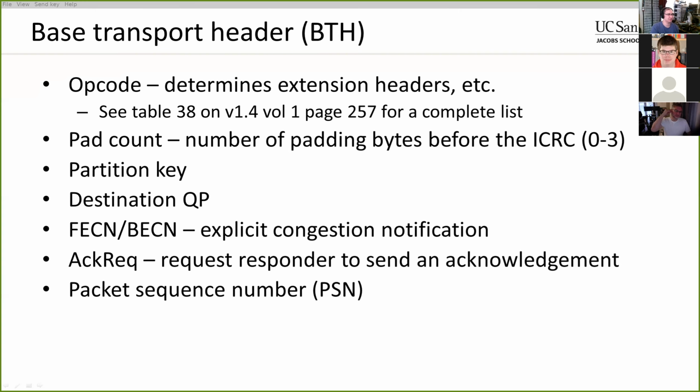Additionally, there's partition key and destination queue pair numbers. There's some ECN bits for explicit congestion notification. There's also an acknowledge request bit that you can use for the requester to request the responder send an acknowledgement. And then there's finally a packet sequence number. So I talked a little bit before about how the packet sequence numbers are used in RC and UC, but that number sits in the BTH.